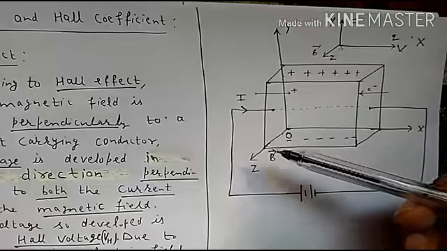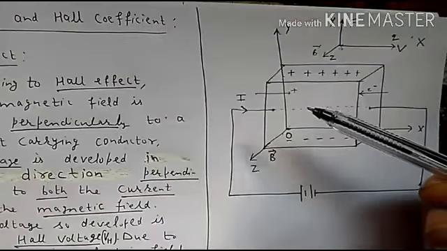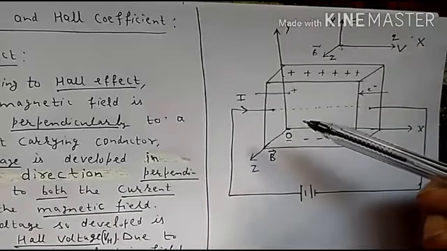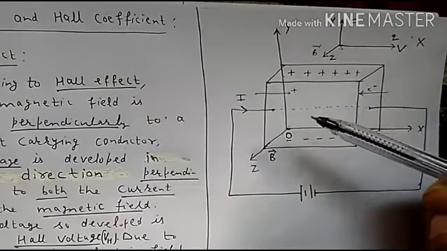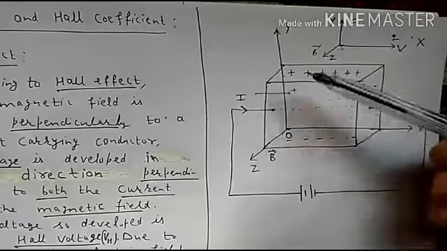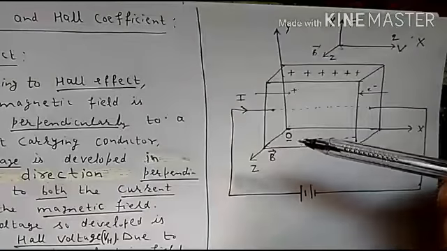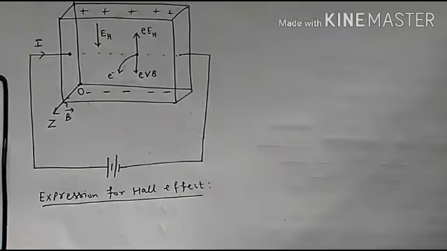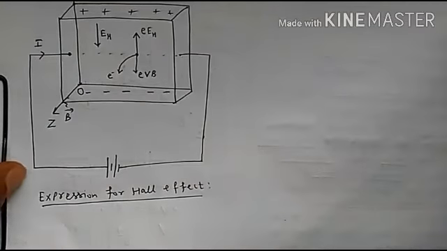Means when a magnetic field is applied to a current carrying conductor perpendicular to the current, then a voltage is developed perpendicular to both the current and the magnetic field. This effect is called Hall effect, and the voltage so developed is called Hall voltage, and due to the voltage an electric field is produced. That electric field is called Hall field. Now we will derive the expression for Hall coefficient.